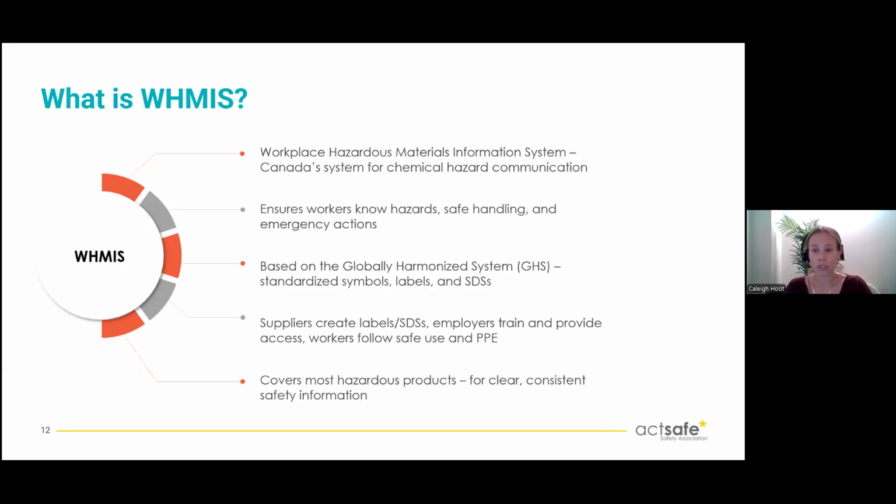And then finally, the workers have to follow the safe handling instructions, the PPE that comes with the safety data sheet information, and also know what to do if something goes wrong. They also have to know all the information that comes with the training for WHMIS. So WHMIS is applied to all hazardous products that you will use in any Canadian workplace. At its core, WHMIS is just a communication system. It gives everyone the information they need to recognize hazards, protect themselves, and protect others when you're at work.